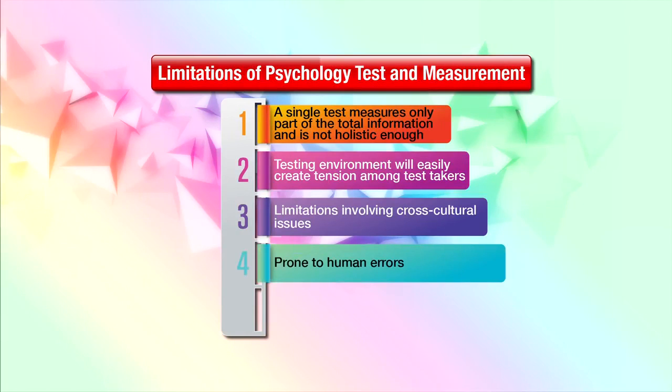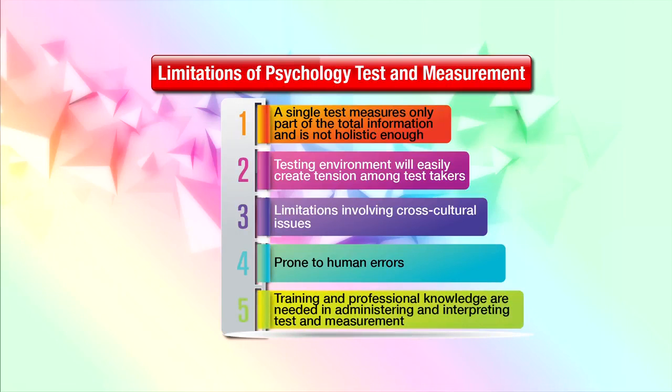4. Tests are prone to human errors, especially when the administration and scoring procedures are complicated. And lastly, testing and professional knowledge are needed in administering and interpreting tests and measurement, especially for those better tests and measurement. Therefore, a lack of professionals will obstruct the application more widely. That will limit the usage of the test.